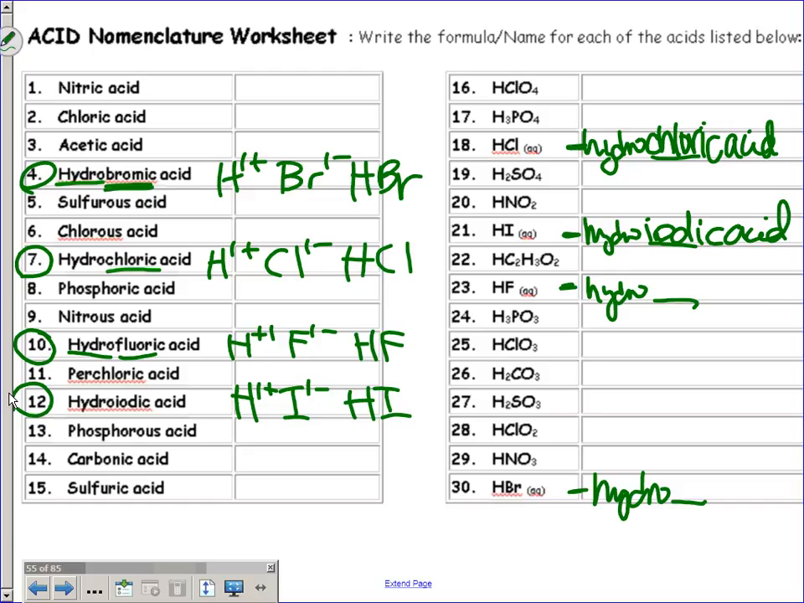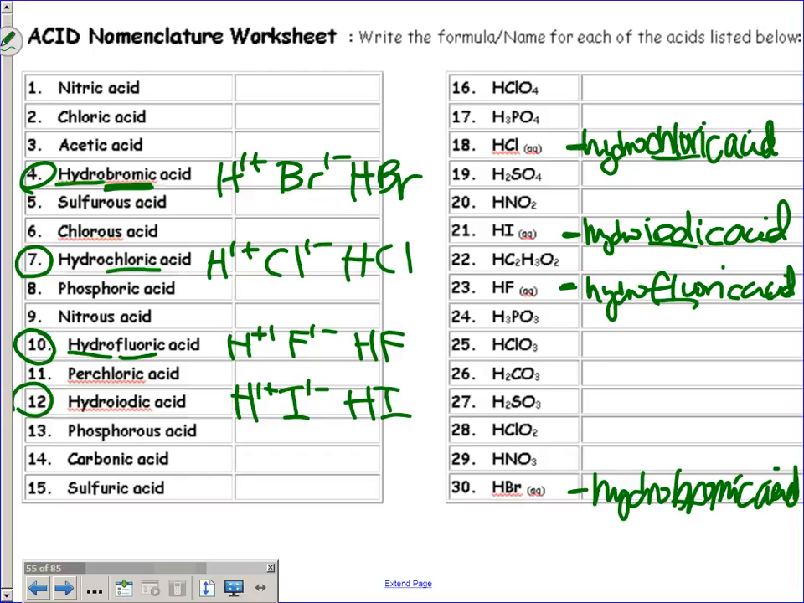Darcy's group. Hydrofluoric acid. And then Chloe's group up here. Next one. Hydrobromic acid. So all of these binary ones always start with hydro and end with ic acid. It's just you gotta fill in that little middle name, okay? And the middle name is based on the non-metal it's combined with.